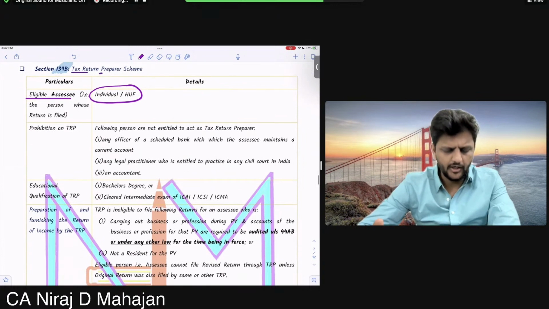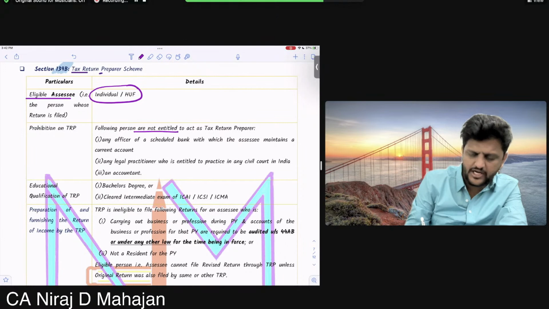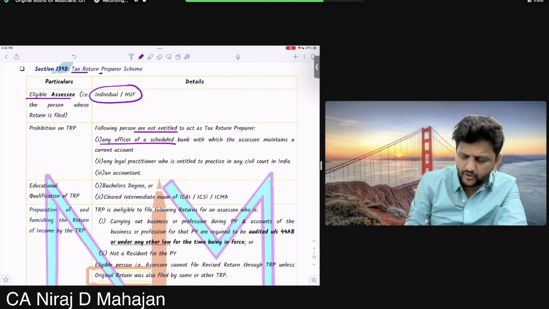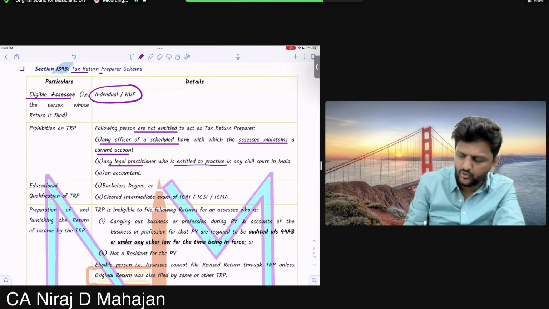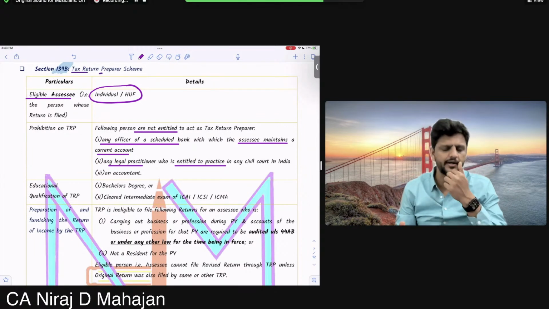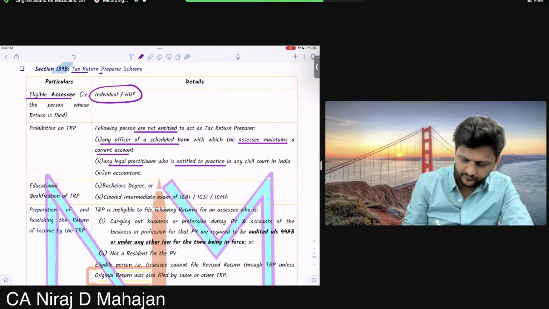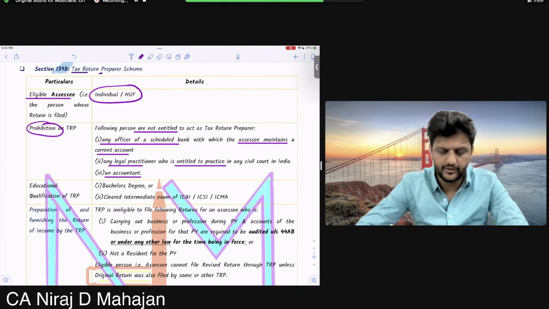Then, prohibition of TRP. The following persons are not entitled to act as TRP. Any officer of the scheduled bank with which the assessee maintains a current account. Wow. Means any officer of the same bank is not allowed as TRP. Any law practitioner who is entitled to practice in any civil court in India, not allowed. An accountant, chartered accountant, बच्चों, not allowed. This is the prohibition. These people are not allowed as TRP. Okay, everybody?